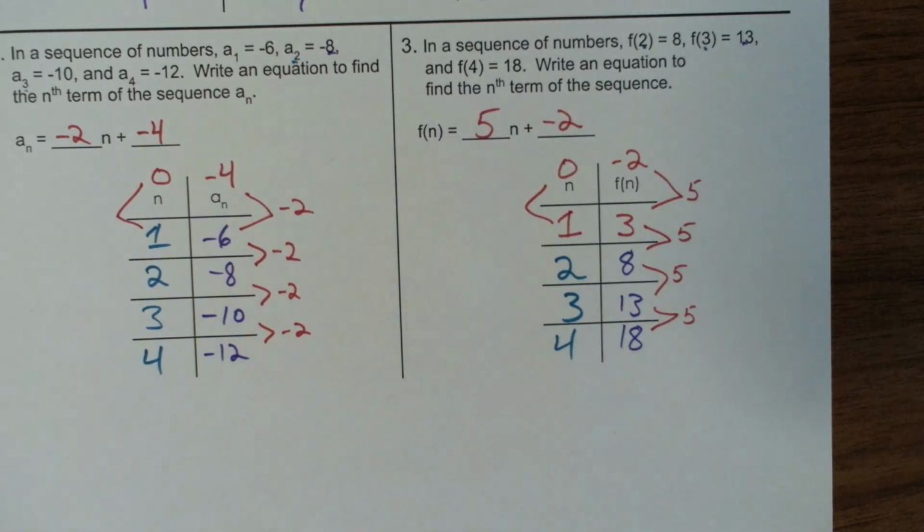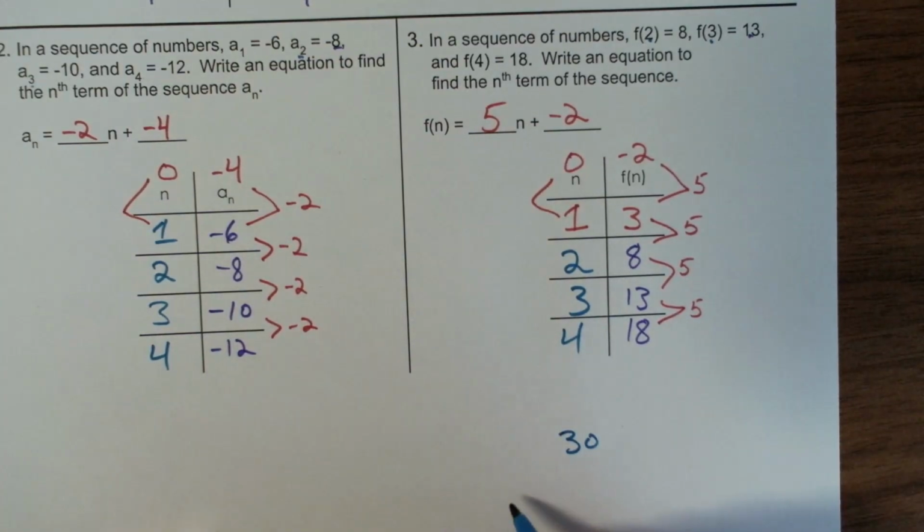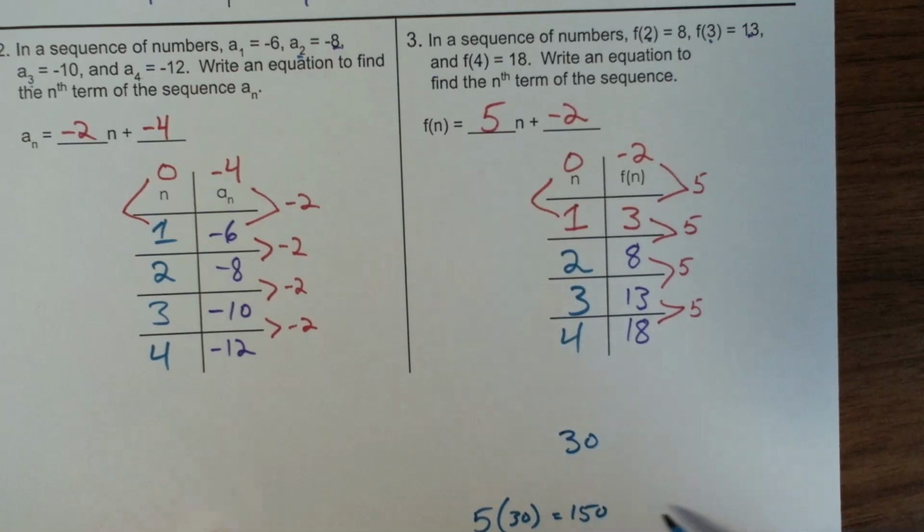And that would allow us, if they wanted to know, hey, what's the 30th term, I would take 5 times 30, which is 150, minus 2, which is 148.